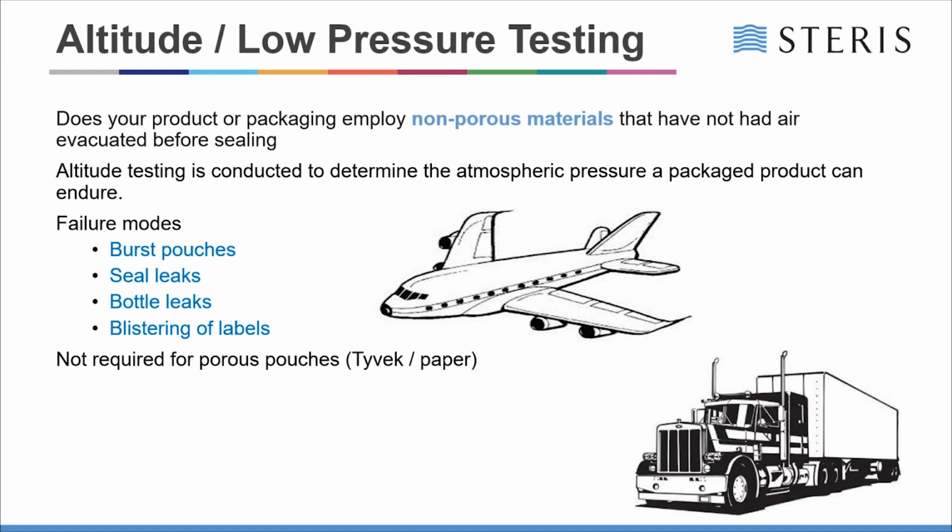So if you basically have a non-breathable pouch that has air in it, that package can actually blow up like a balloon, and it can burst the pouches. It creates seal leaks or bottle leaks, and it also has the likes of blistering or tearing off the labels, where the labels start to peel off by themselves. It's not required where you have, say, porous packaging, like Tyvek or paper. They are fine because they reach that pressure equilibrium very, very quickly during the actual transportation of the product.